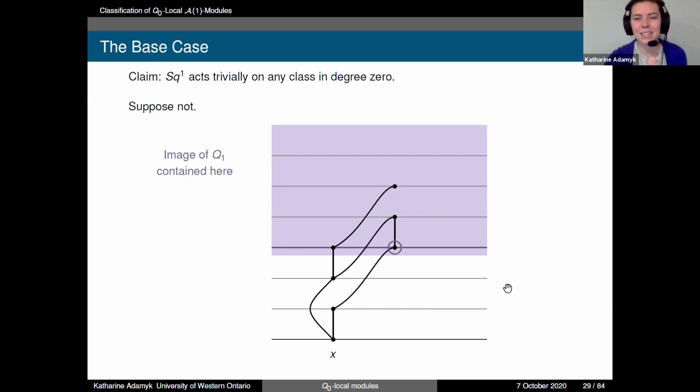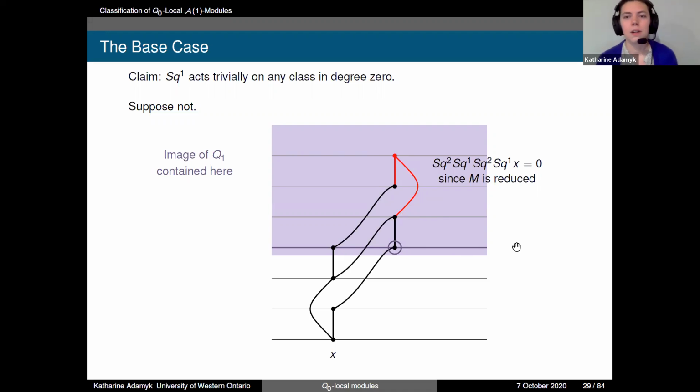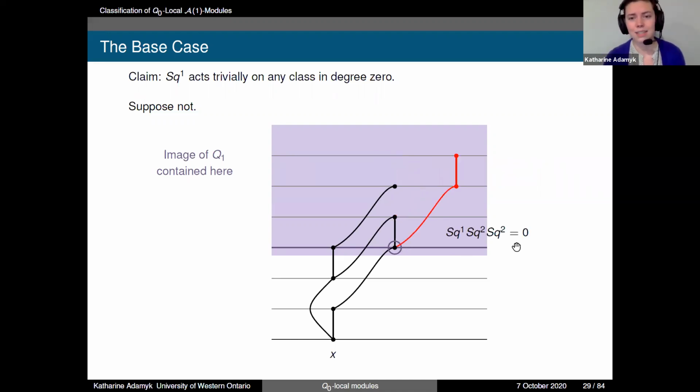And if we look at this class in degree 3, so now maybe this is in the image of Q1. Let's look at the action of Q1 on it. Well, square 2 square 1 on it is going to be 0 because of the relations in A1. Square 2 square 1 on this, if that's non-zero, that would give me a whole copy of A1 in here, but I assumed I had no free summands, right? Over A1, if I have any copy of A1 inside my module, it will split off as a free summand. So I can't allow this to happen. I assumed my module was reduced. So Q1 on this class, there we go.